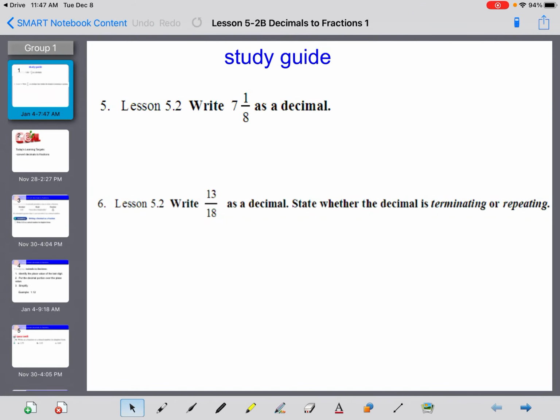This is Lesson 5-2B from the Algebra Readiness textbook. In your notes packet, complete the study guide problems and continue the video when you're ready to compare your answers to mine.